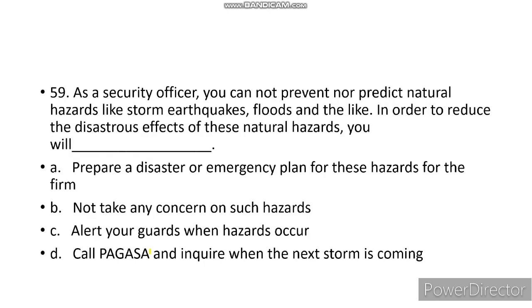Let's go with 59. As security officer, you cannot prevent nor predict natural hazards like storms, earthquakes, floods, and the like. In order to reduce the disastrous effect of these natural hazards, you will what? Prepare a disaster emergency plan for this hazard for the firm.